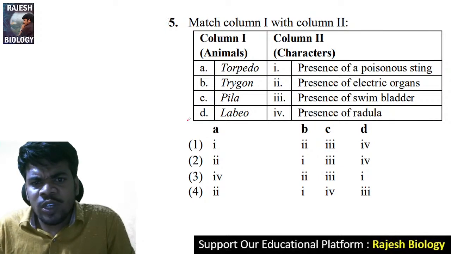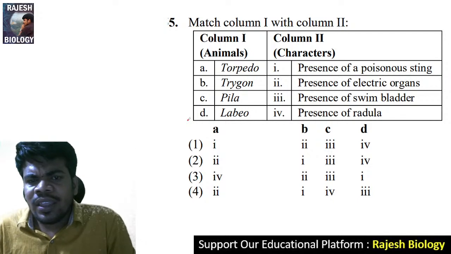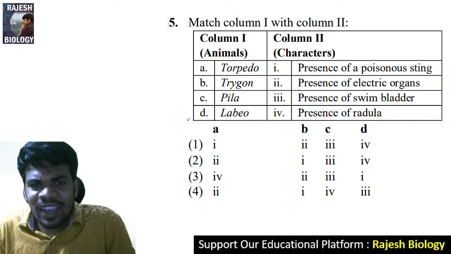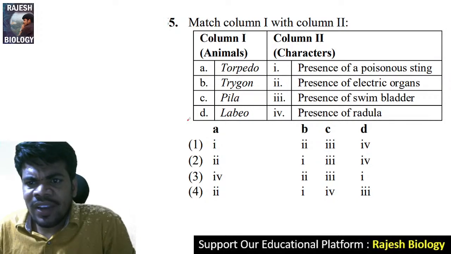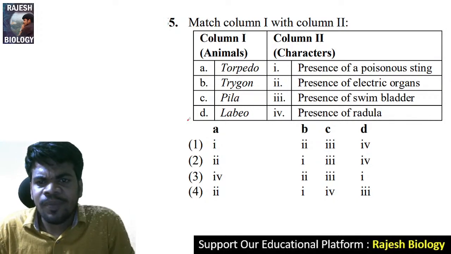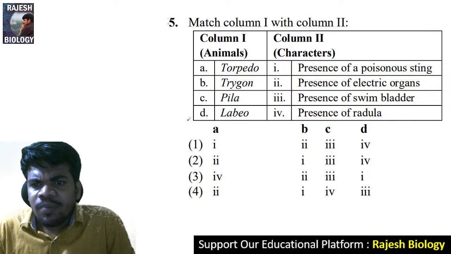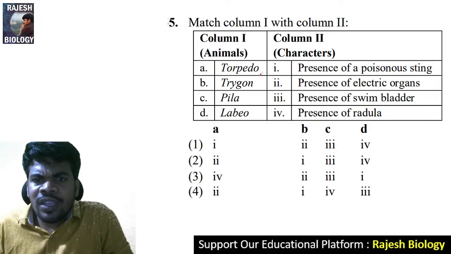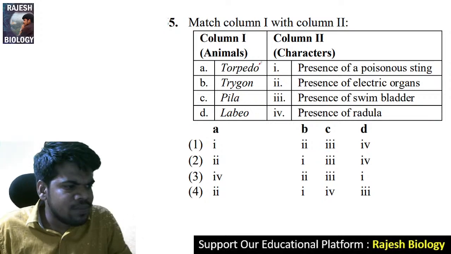Match column 1 with column 2. Torpedo, Trygon, Pila, Labeo, and their characters are given on this side. Presence of poisonous sting: stingray. What is stingray? Presence of electric organs: what is electric ray? Presence of swim bladder. Presence of radula. I think you know everything. Torpedo has an electric organ.